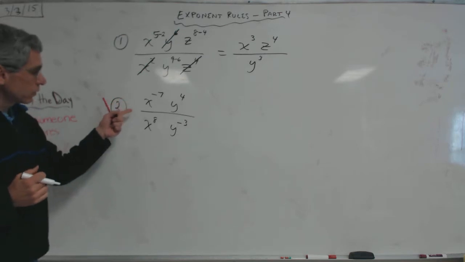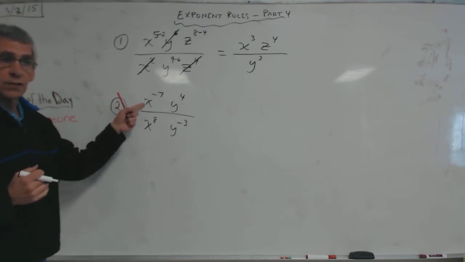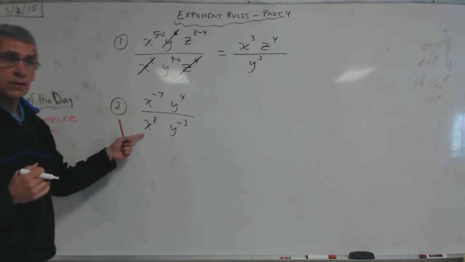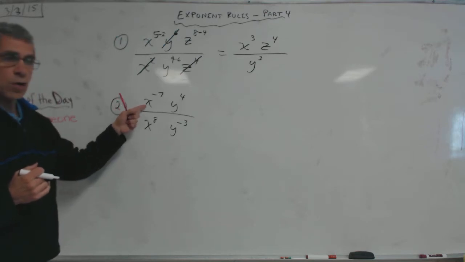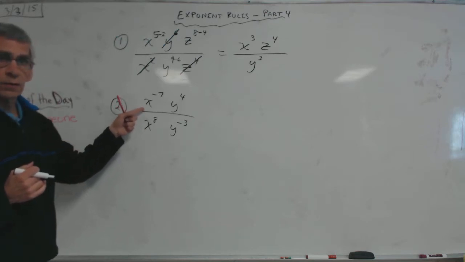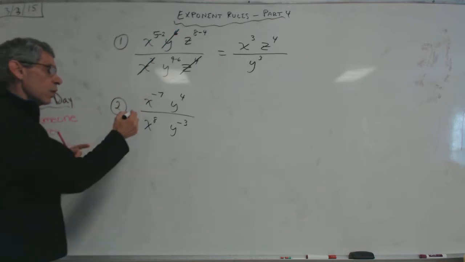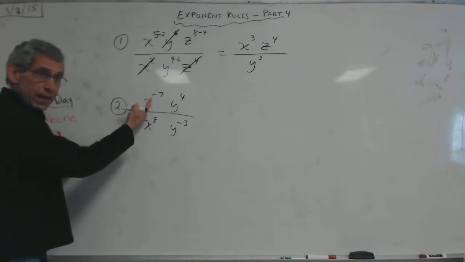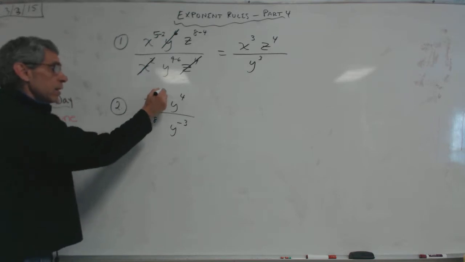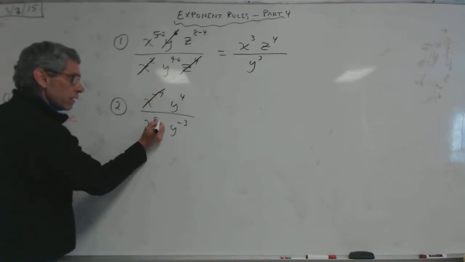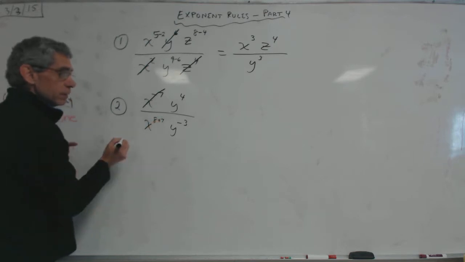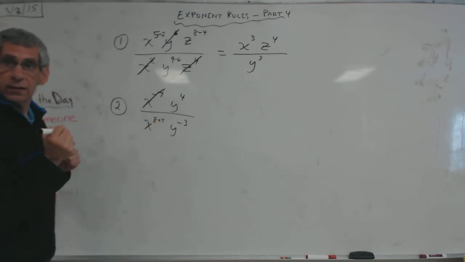Okay, guys, focus. I've got the same bases, x's, right? Which one has the smaller exponent? The -7. Does everybody agree with that? Yeah, -7 is smaller. But the exponent is negative, right? -7. I'm going to cross it out, but what do I put here? +7. You guys see that? Does everybody see that? Make sense?